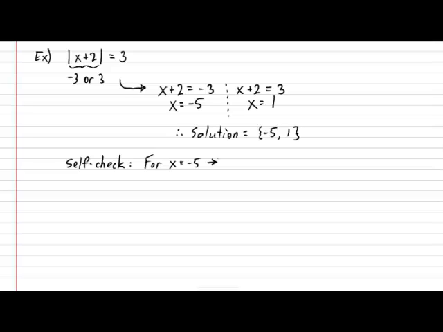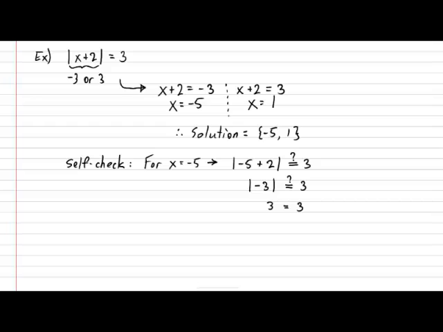Alright, so let's plug it back into the original expression. The absolute value of -5 plus 2, does it equal 3? Well, let's check. When you simplify it, it gives you the value of -3. Does that equal 3? And sure enough, it does. The absolute value of -3 is positive 3, and that does equal 3.